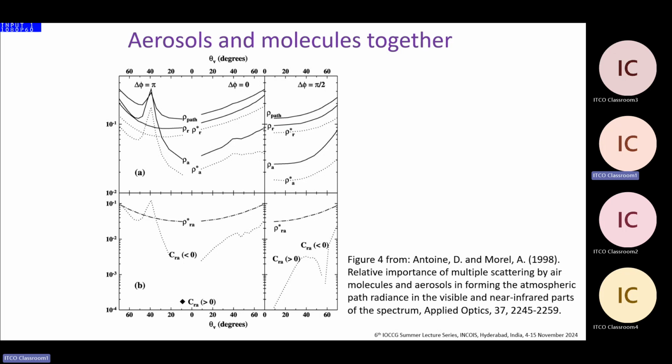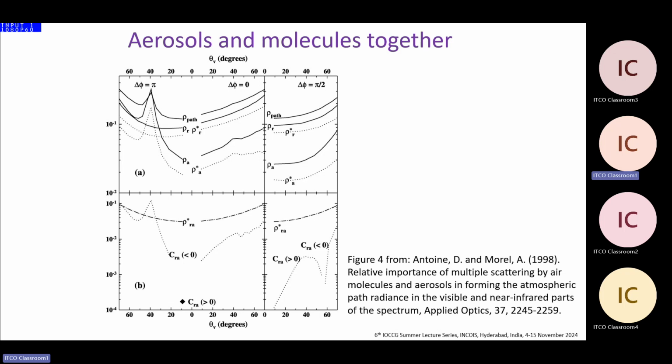And this combined signal is the one represented on the bottom panel, this rho star RA, for Rayleigh and aerosols. And something we never really understood, or really well explained, is why this one has this very symmetrical, nice shape like this.